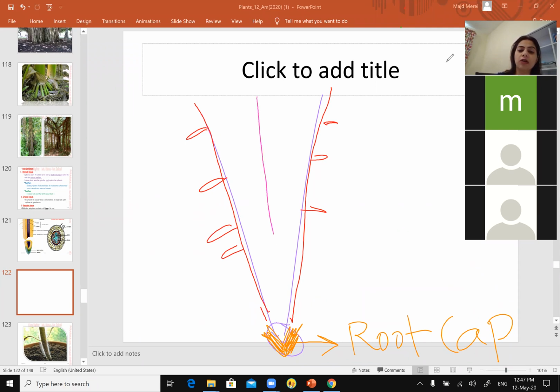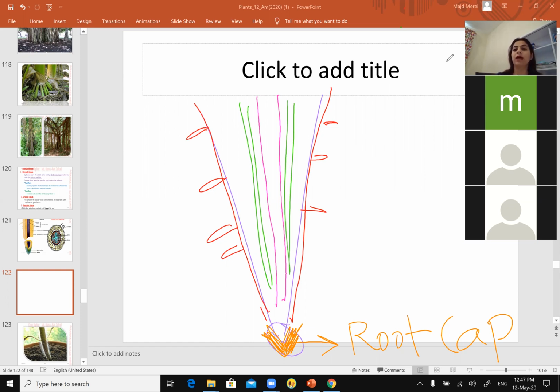What about the center? The core contains xylem and phloem. The xylem alternates with phloem. So what is surrounding the xylem actually is the phloem. Now, what is surrounding both xylem and phloem? Which layer? Ground tissue. So this blue color here represents ground tissue.